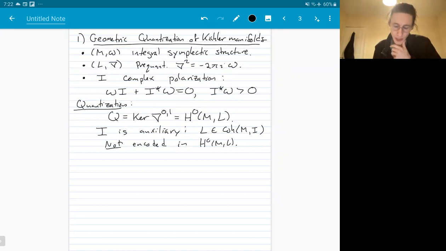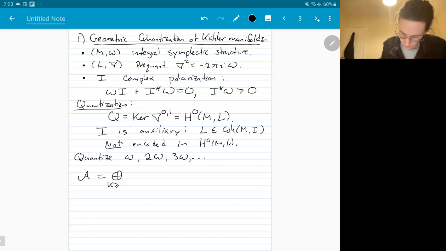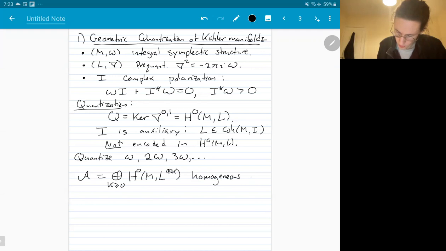But the way to actually encode the complex structure is something well known in algebraic geometry. What you're supposed to do is quantize not just ω, but all of the integer multiples, and put them together inside a big direct sum. This thing now has the structure of an algebra. You can multiply elements. So this is the homogeneous coordinate ring.